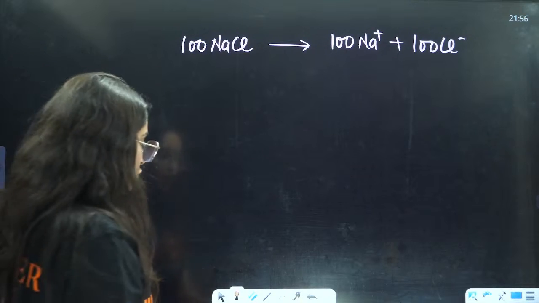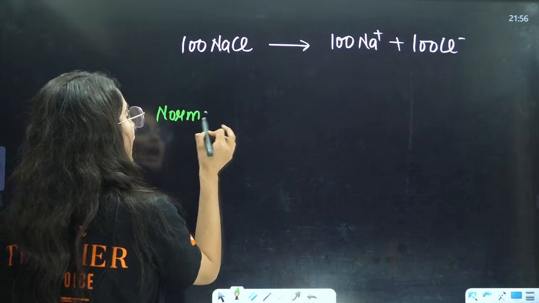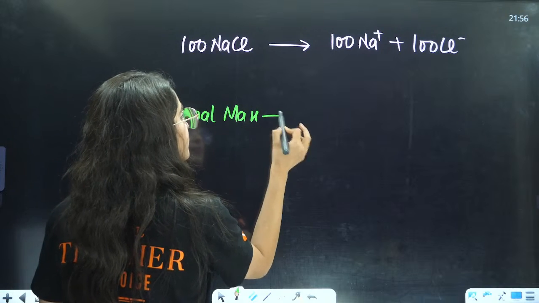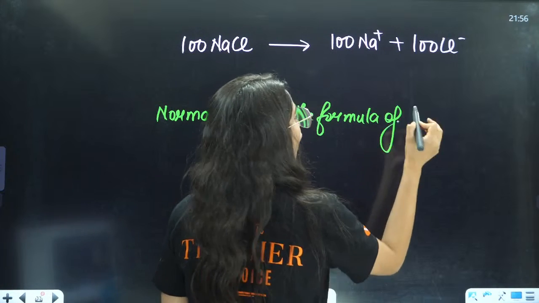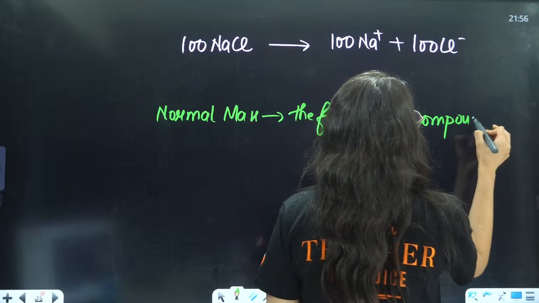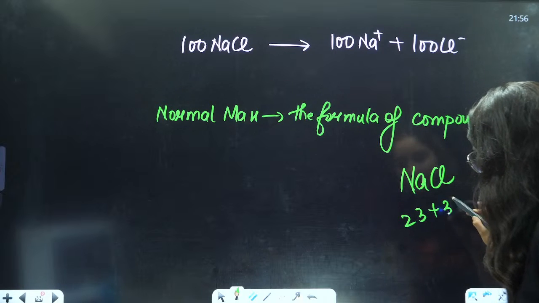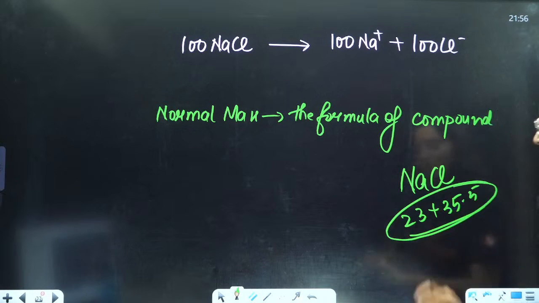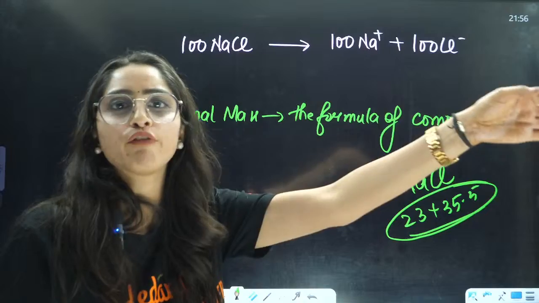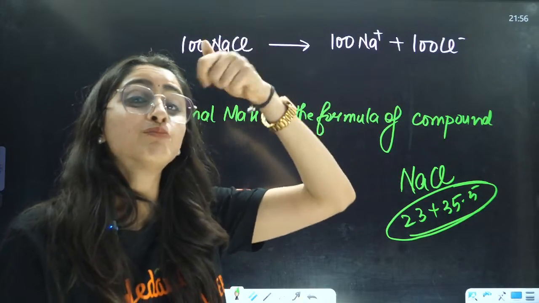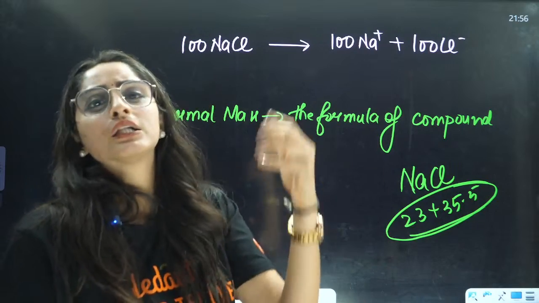According to you, that means the normal mass is given by the formula of the compound. Your normal mass of NaCl is going to be 23 plus 35.5. That is going to be the normal mass of NaCl, because you will think, yes, I have one molecule of Na, and one mole will give me the mass of 1 mole of NaCl, the molar mass, right?